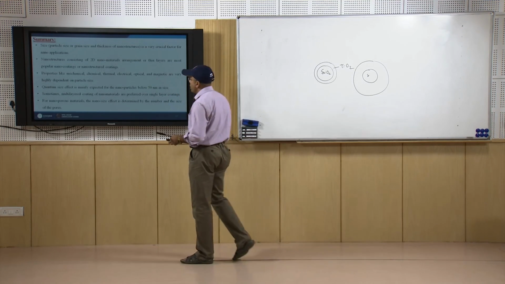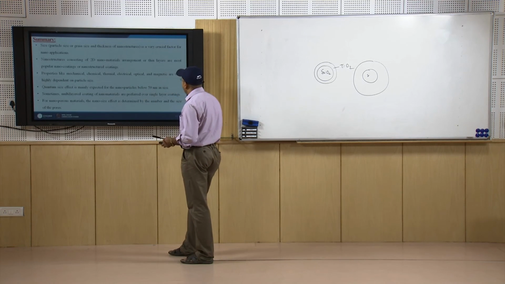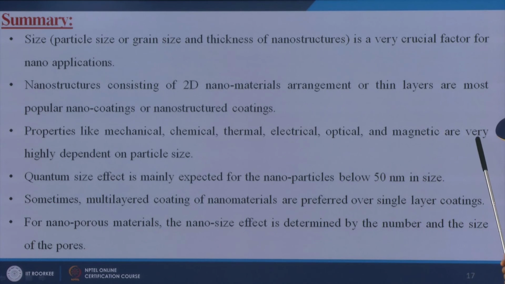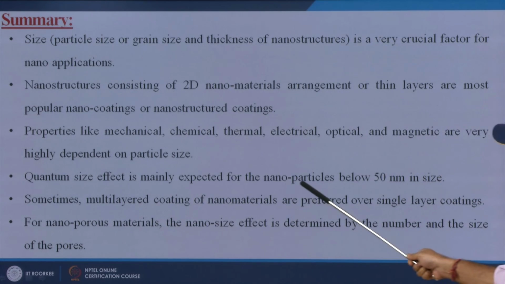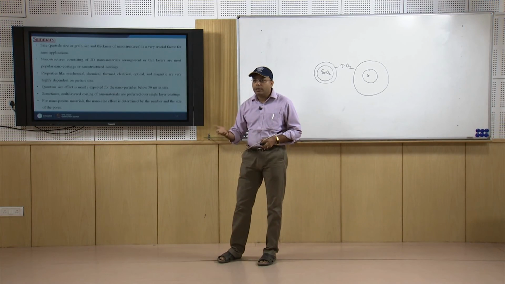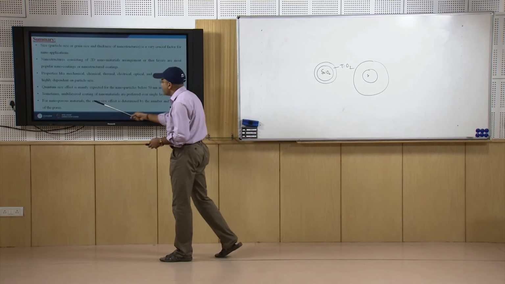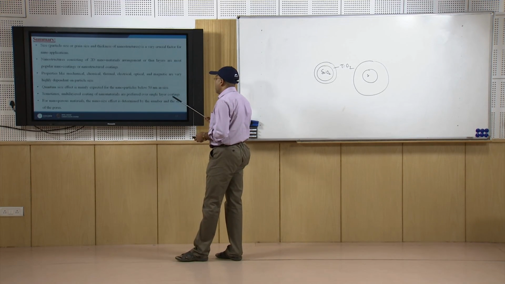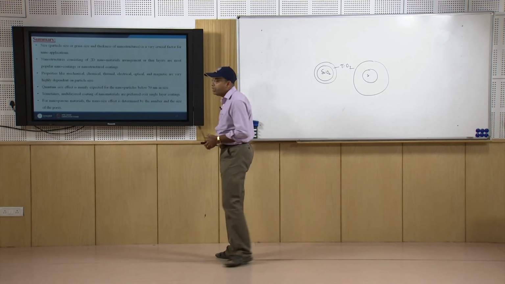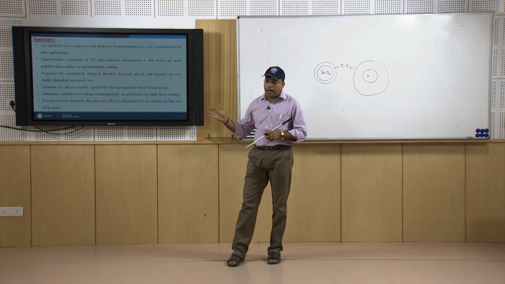Nanostructures consisting of 2D nanomaterial arrangements or thin layers are the most popular nano coatings or nanostructured coatings. Properties like mechanical, chemical, thermal, electrical, optical and magnetic are highly dependent on particle size. Quantum size effect is mainly expected for nanoparticles below 50 nanometers in range. Sometimes multi-layered coatings of nanomaterials are preferred over single layer coatings. For nanoporous materials, the nano size effect is determined by the number and the size of the pores. So these are all the main key factors of this particular lecture.